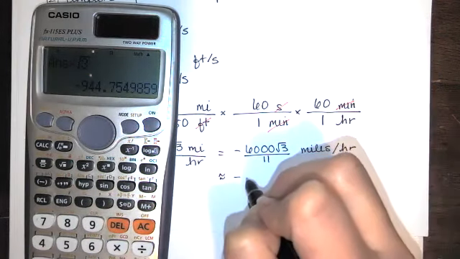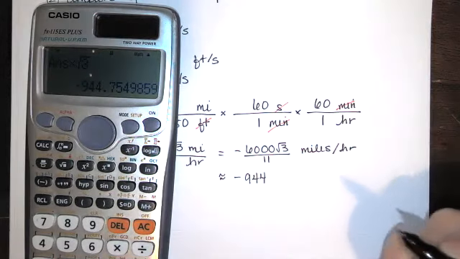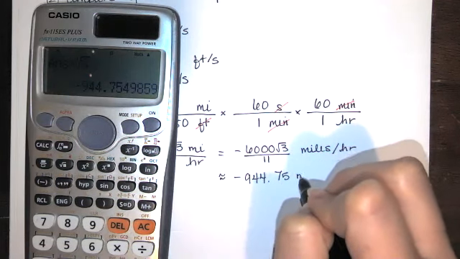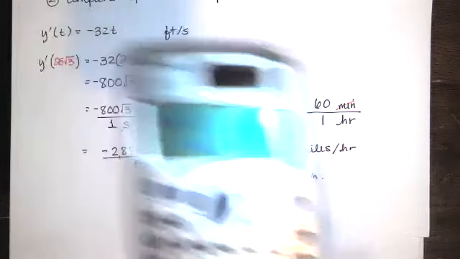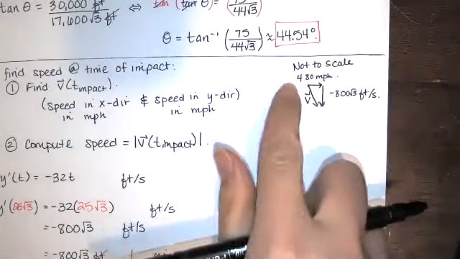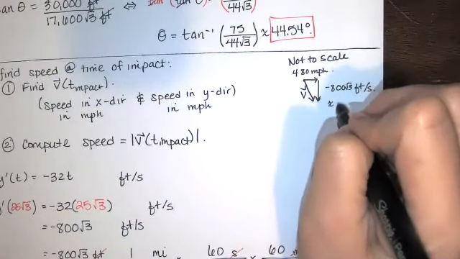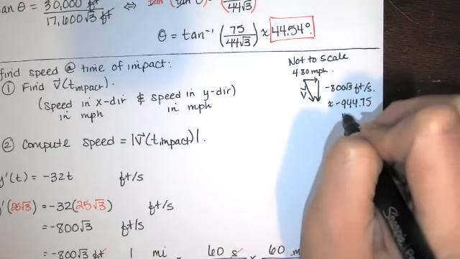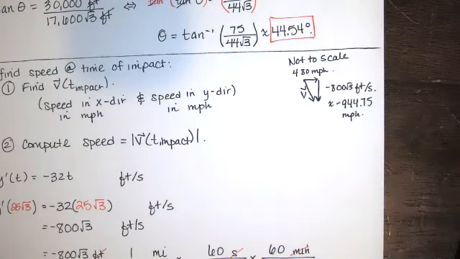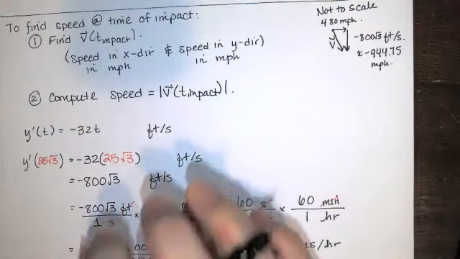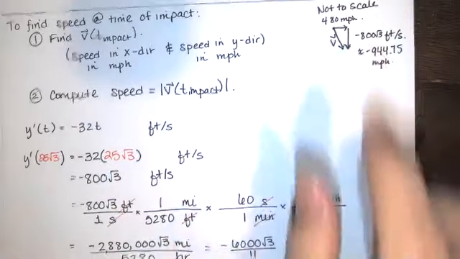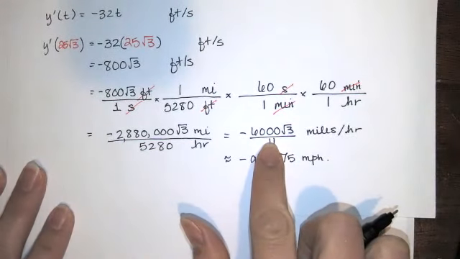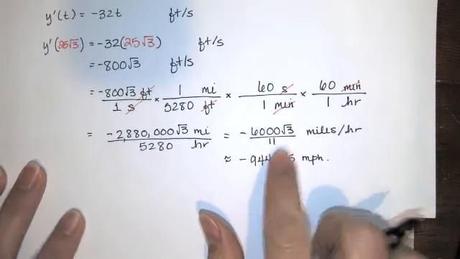You have a velocity in the y direction of approximately negative 944.75 miles per hour. So we've got 480 there, and about negative 944.75 miles per hour over here. But again, we want to use the exact answers because we know WebAssign is finicky. So we're going to use not that one, but the exact answer in miles per hour, which is that negative 6,000 square roots of 3 over 11.